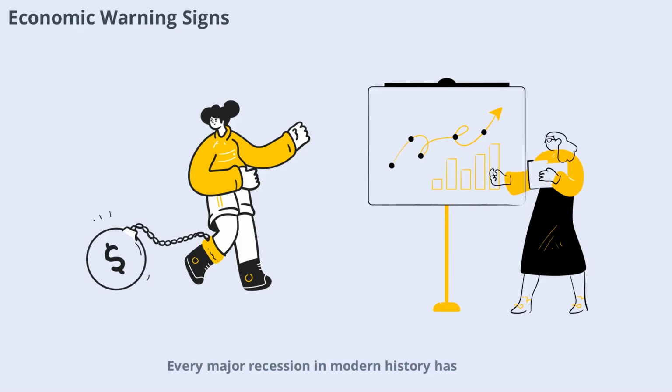Every major recession in modern history has sent warning signals before it officially arrived. Think about the 2008 financial crisis, the 2001 dot-com crash, and the 1990 recession. The signs were there, but most people simply didn't know where to look. Today I'll reveal the 5 key economic indicators that professional economists and institutional investors monitor obsessively.